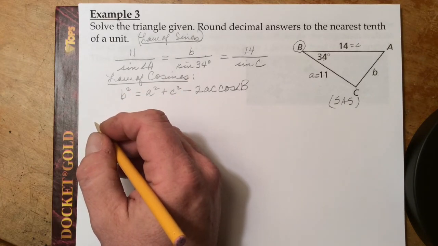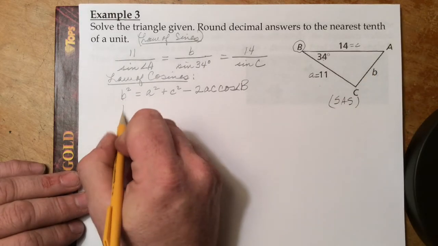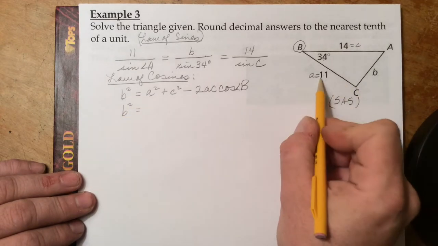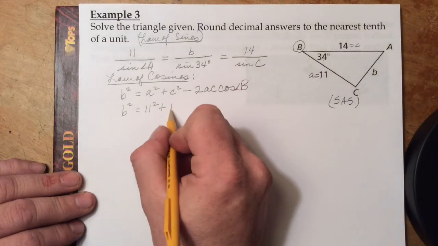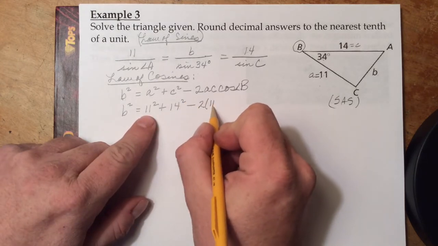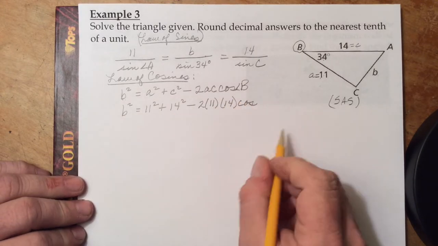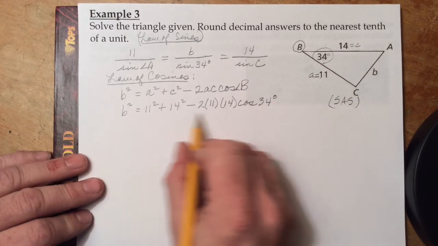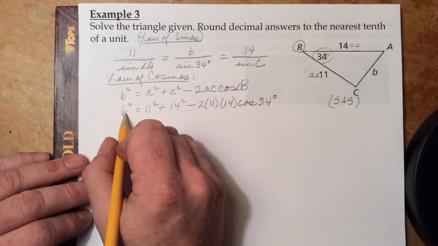So on this one, we take lowercase b, which we don't know, that's what we're looking for, squared, equals lowercase a, which is 11, squared, plus lowercase c, which is 14, squared, minus 2 times a, which was 11, times c, which was 14, times the cosine of angle B, which we do know is 34 degrees. Notice in this problem we've got all these values substituted in, and we're solving for b.